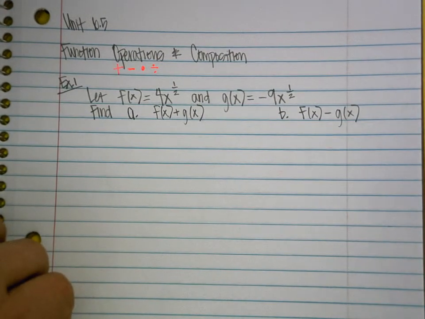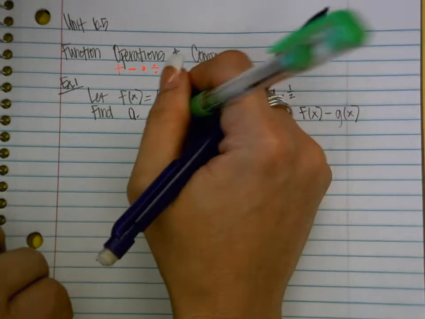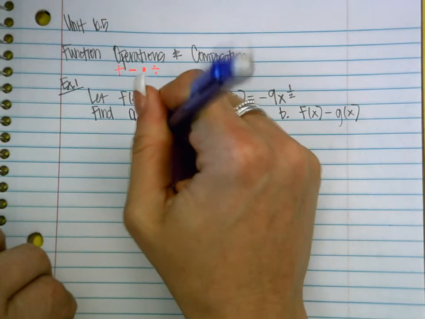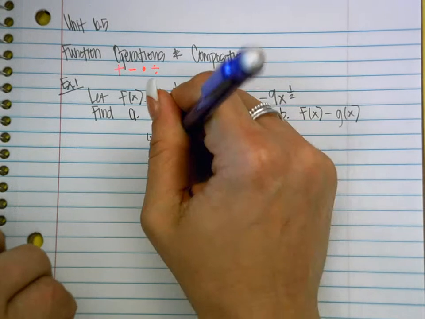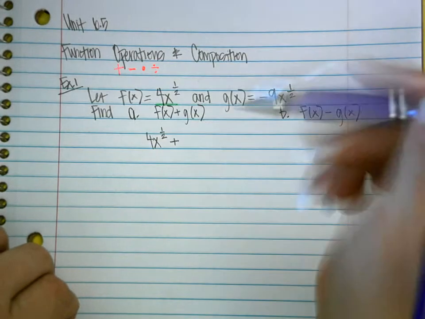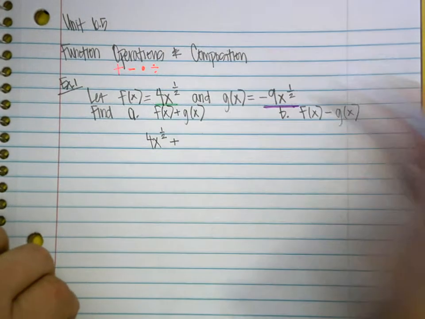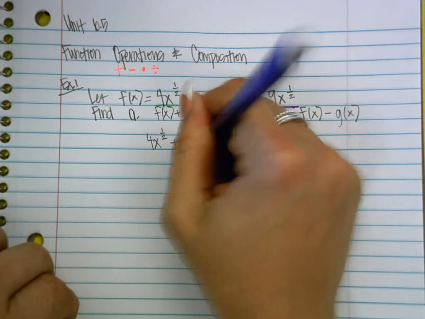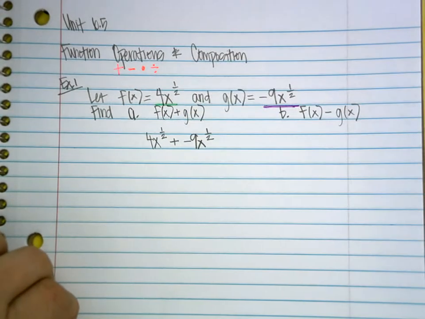Okay, so f of x plus g of x. All you are literally going to do is plug in what f of x is equal to. So the whole thing is 4x to the 1/2 plus g of x, which is negative 9x to the 1/2. So 4x to the 1/2 plus negative 9x to the 1/2.